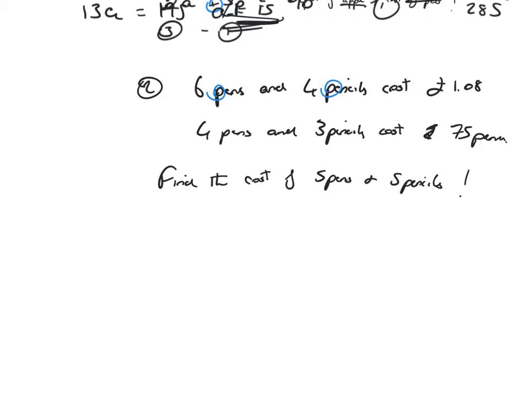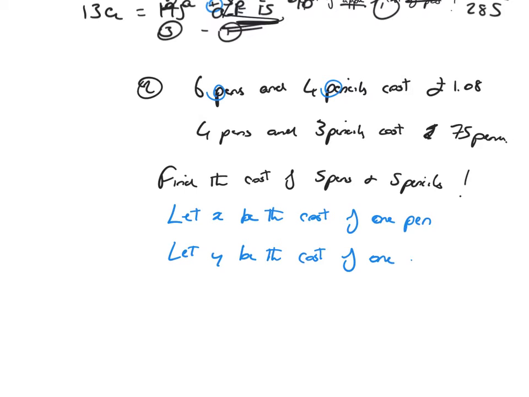So instead, I'm going to use different letters. I'm going to use X and Y. So I'm going to say that let X be the cost of 1 pen, and let Y be the cost of 1 pencil. It's quite important that I do that, because I can then say X is definitely pens and Y is definitely pencils. If I stuck to P, P could be short for pens and it could be short for pencils. So that would just confuse matters.